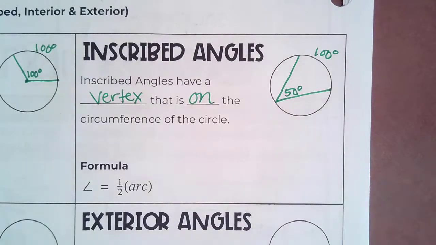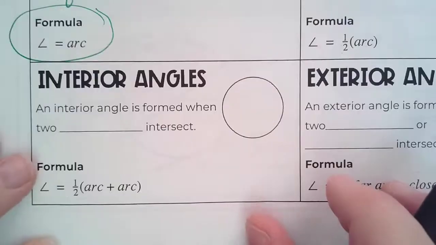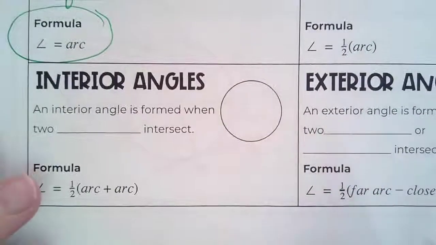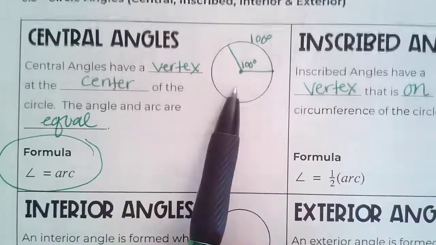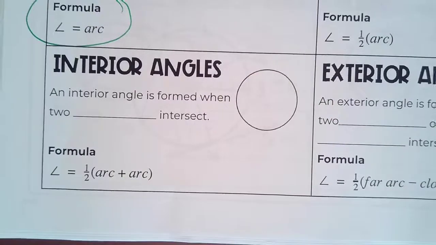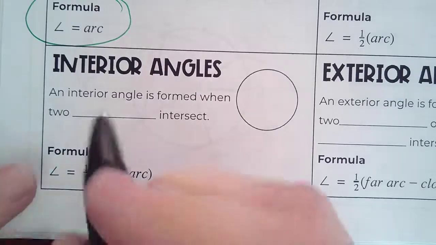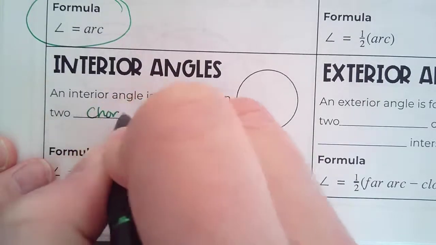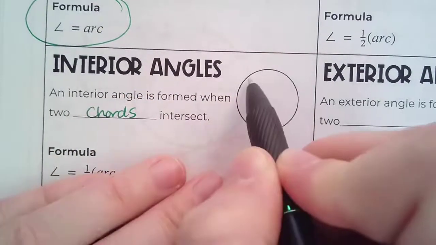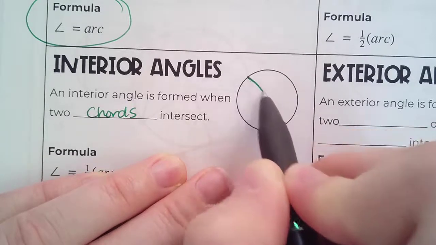Your two new ones for today. Interior angle. So interior, on the inside. Not the central angle, but one that does not include the center point. An interior angle is formed when two chords intersect. So for example, it would look something like this.